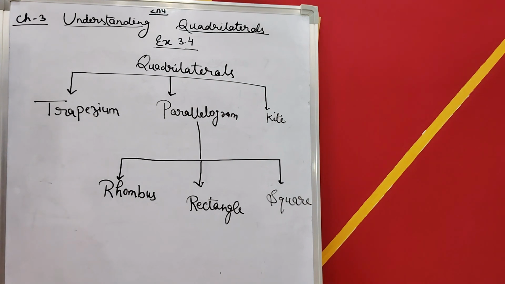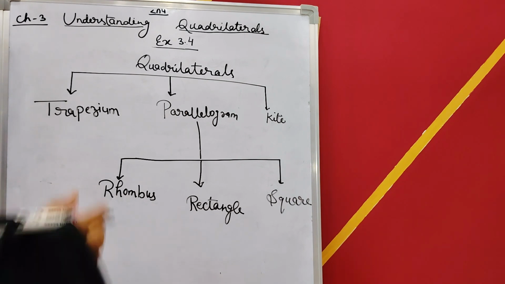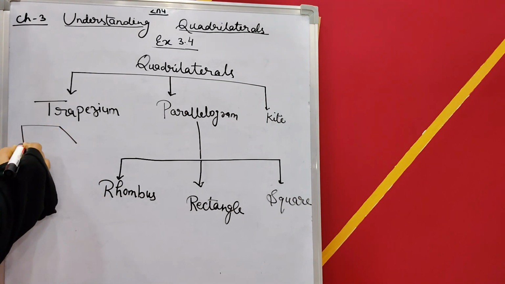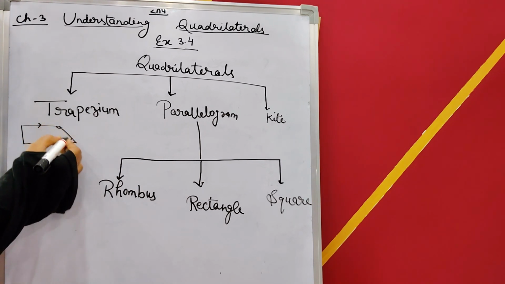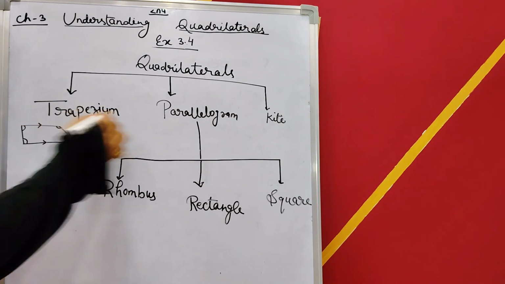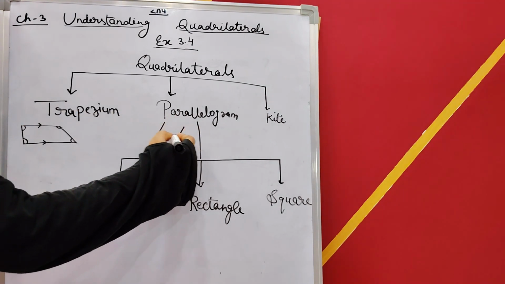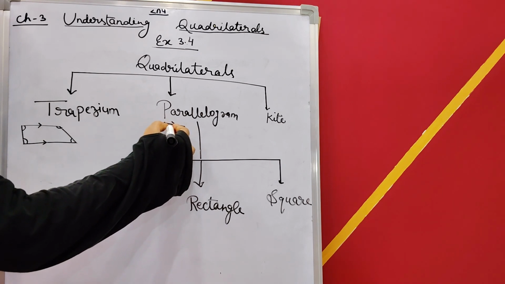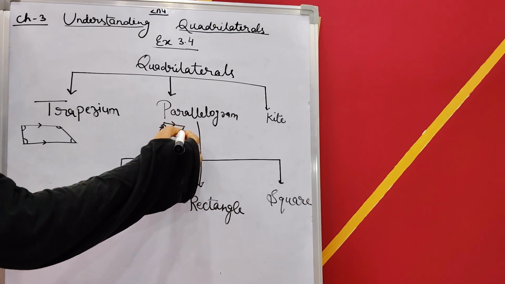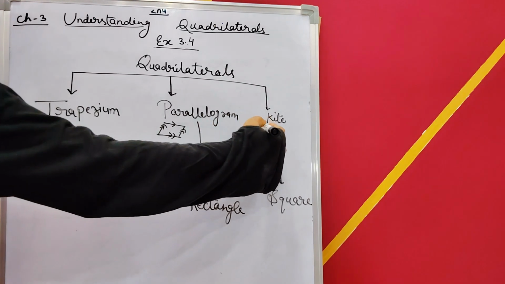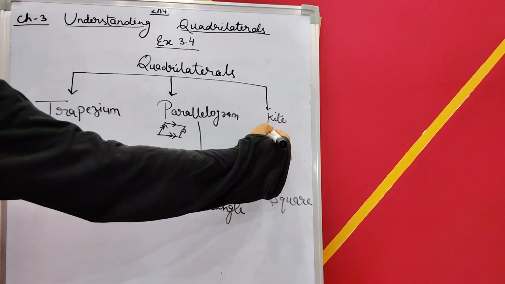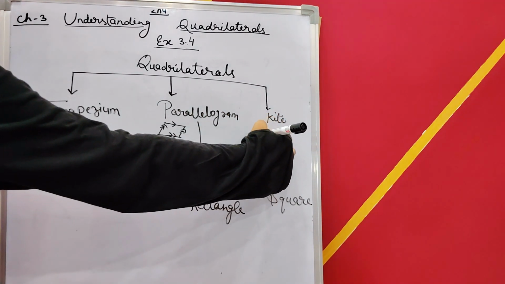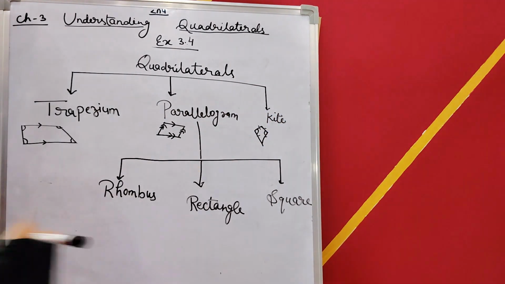We have discussed the kinds of quadrilaterals, like trapezium, parallelogram and kite. In a trapezium, one pair of sides should be parallel, and the angles should add up to 180 degrees, and this one 180 degrees. In a parallelogram, there should be two pairs of sides parallel to each other. Then in a kite, this angle and this angle should be equal, and this side should be equal, and this one equal. This is known as a kite.